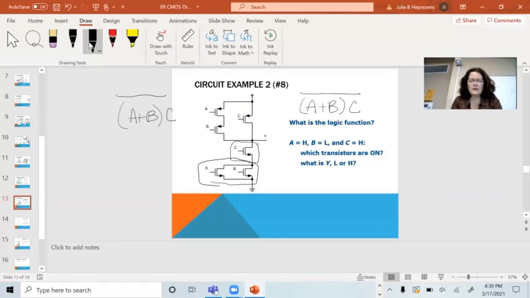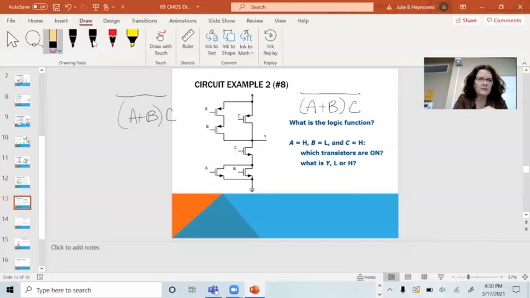Now, we could look at this from a transistor viewpoint too, if we're not too sure and we want to figure out what's going on with the function. We could go back to our little on-off model of the transistor. I've got a particular state here. A is high, so I'm going to put a 1 on A in both places. B is low, so I'm going to put a 0 on B in both places. And C is high, so I put a 1 here and a 1 here.